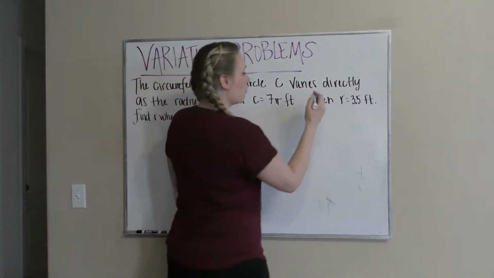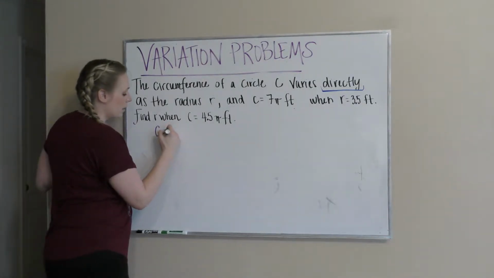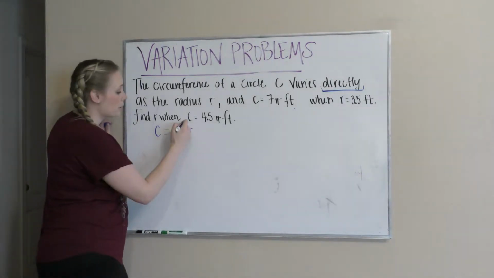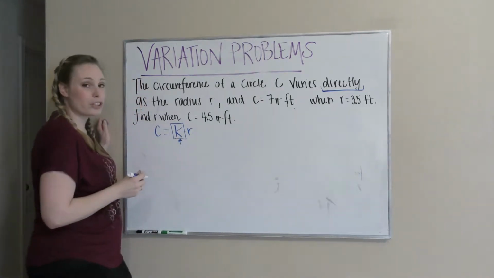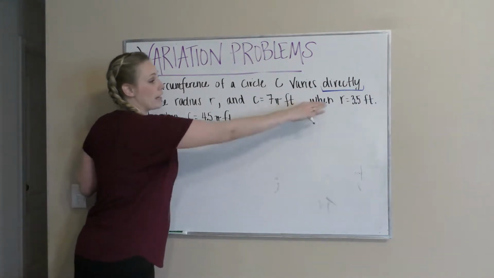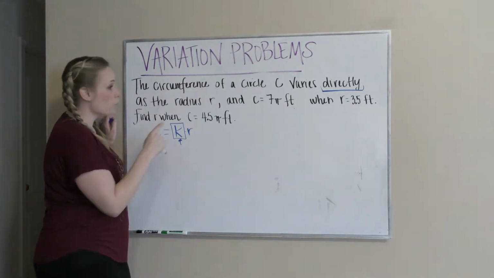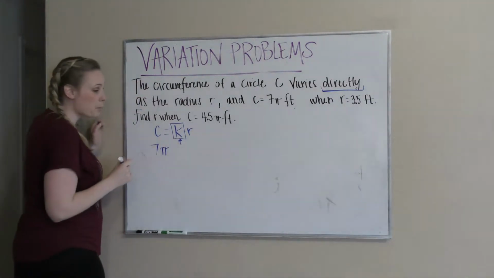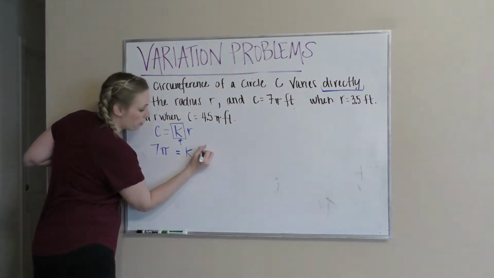And we know that it varies directly. And so our equation is going to be something like C equals K times R. And so our first step would be to solve for K. We want to figure out what K is so that we can build an equation that works every single time. We know a set of numbers, and so we can figure out what K is by using those numbers. So let's plug in 7 pi for C, so 7 pi, and remember that's just 7 times pi, equals K, we don't know what K is yet, times 3.5.